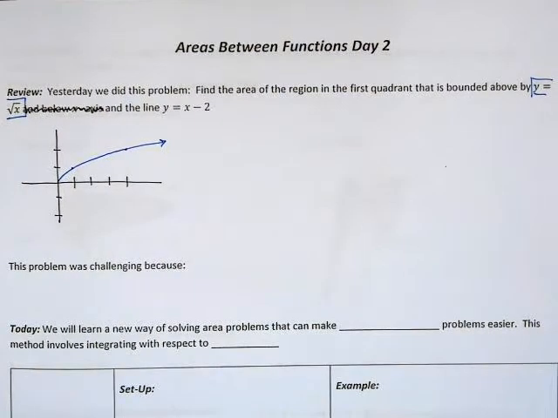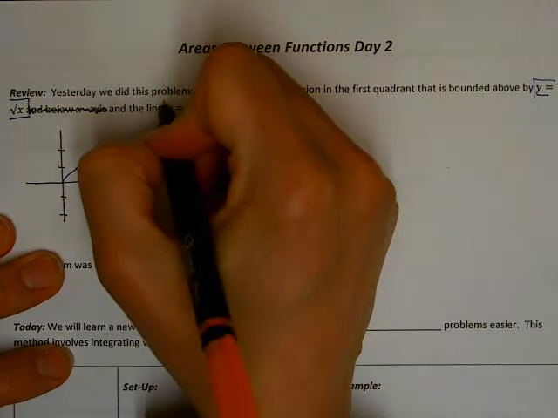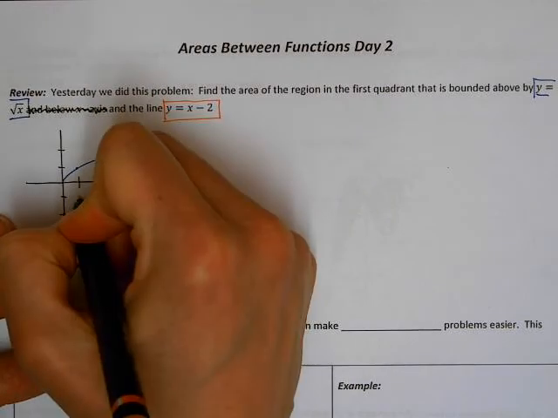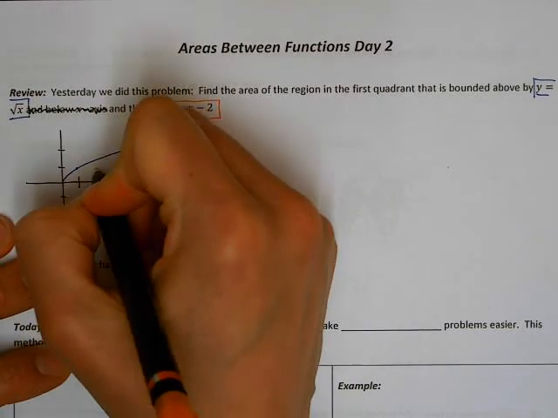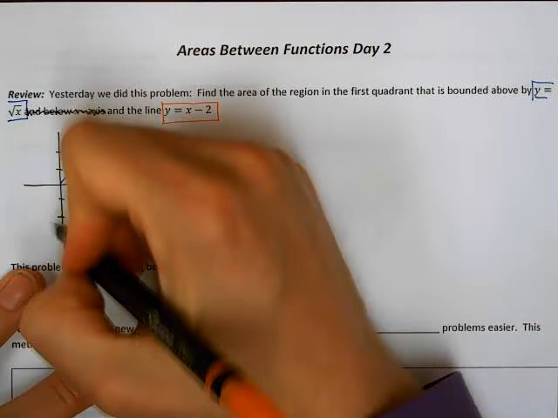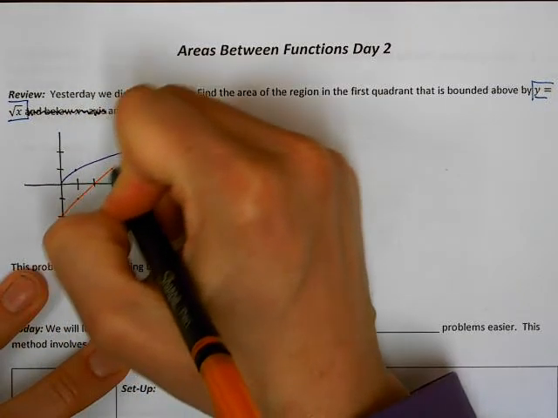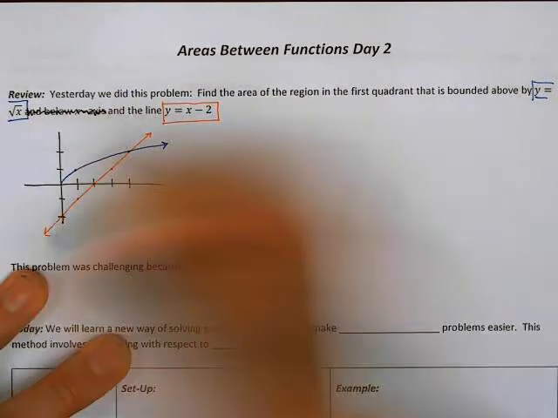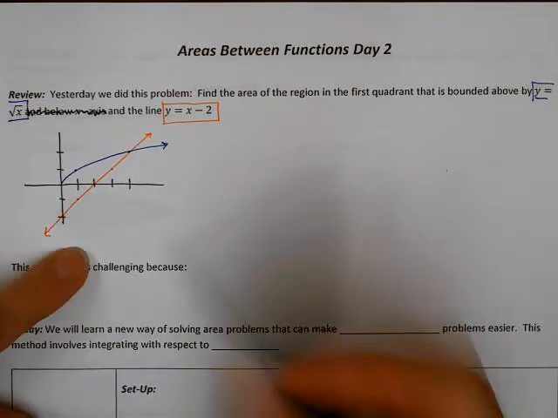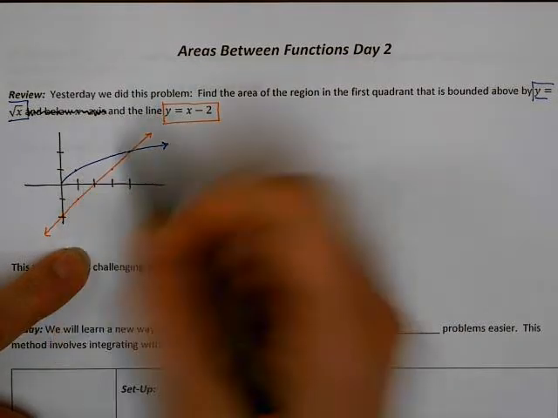And then we have y equals x minus 2. So my y-intercept is negative 2, up 1 over 1. There we go. All right. So we're trying to find only the area in the first quadrant, so bounded by these curves.